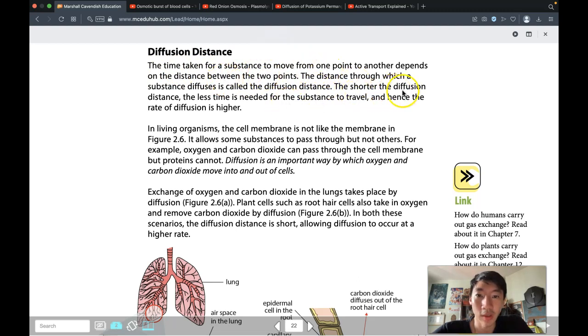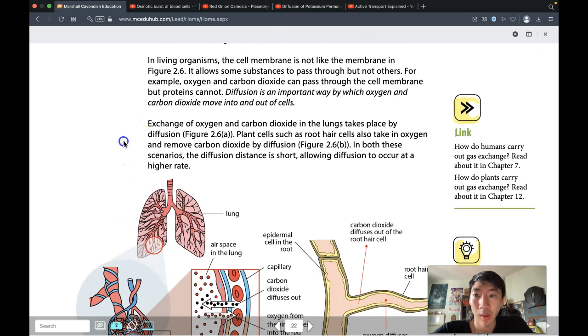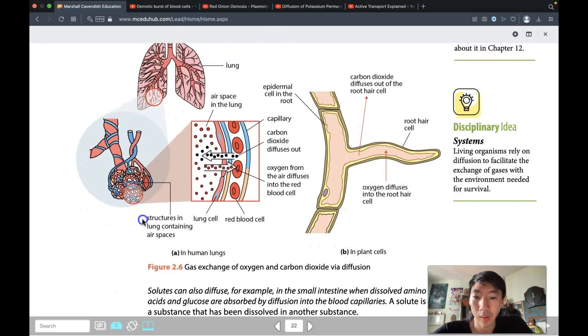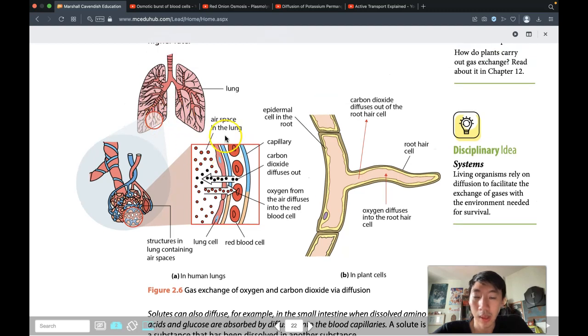Okay, the shorter the diffusion distance, the less time is needed for the substance to travel, and so the rate of diffusion is higher. Okay, so let's look at some examples right over here. This is in the lungs. In the lungs, there is an exchange of gas. What are we exchanging? We are exchanging the carbon dioxide in our body for oxygen in the lungs.